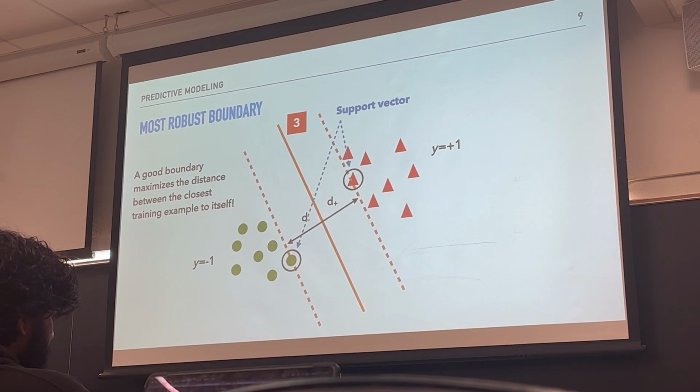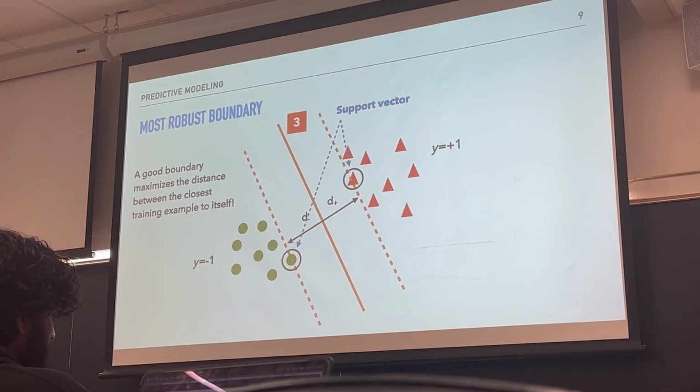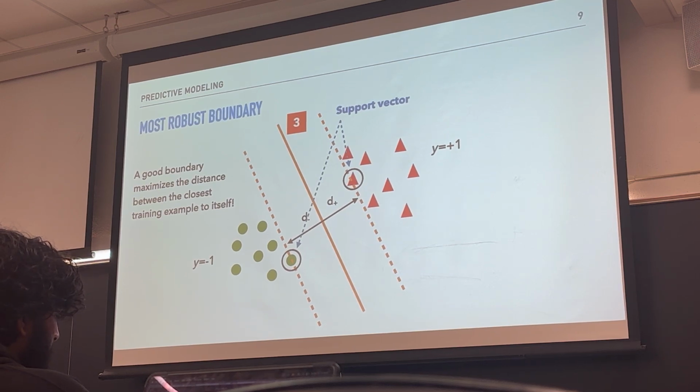So in general, if you live in a d-dimensional space, you should have at least d plus 1. There can be more than d plus 1, right? For example, if there are some data points which are collinear, in that case you have more than d plus 1 support vectors. So the support vectors are the ones which lie exactly on the boundary. Yes?